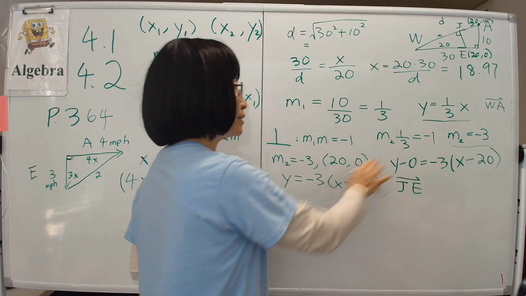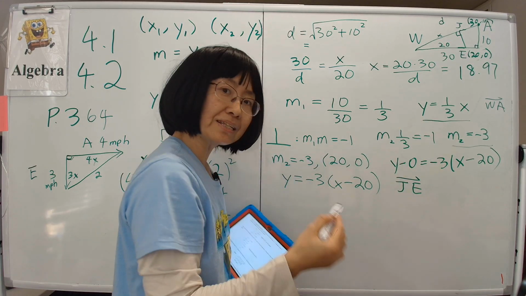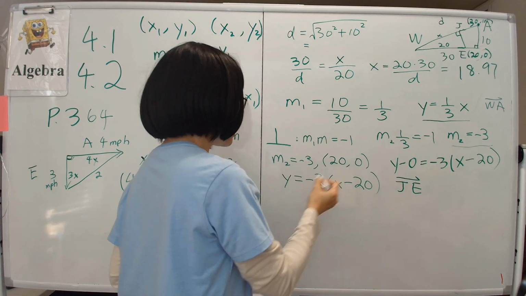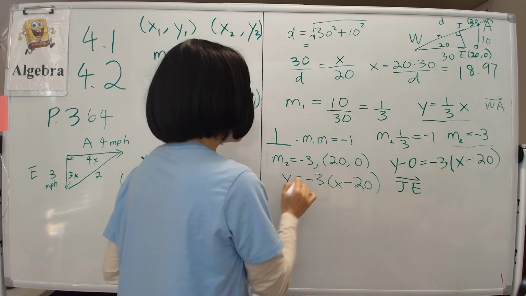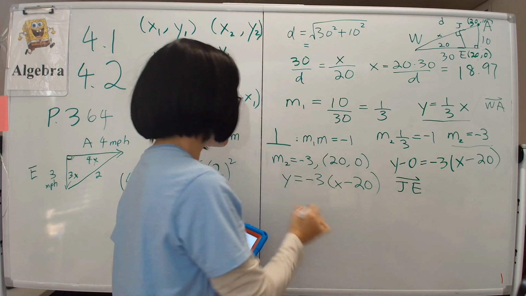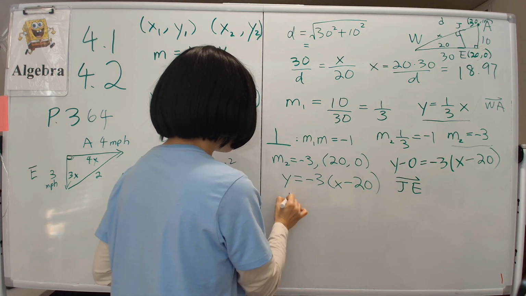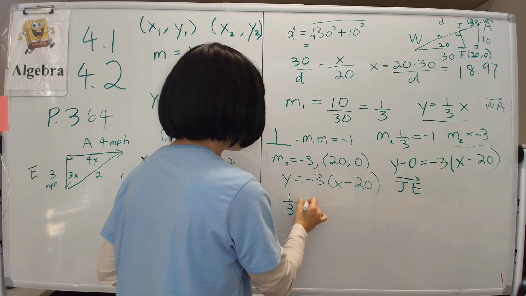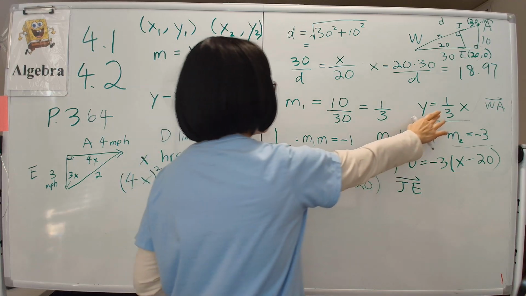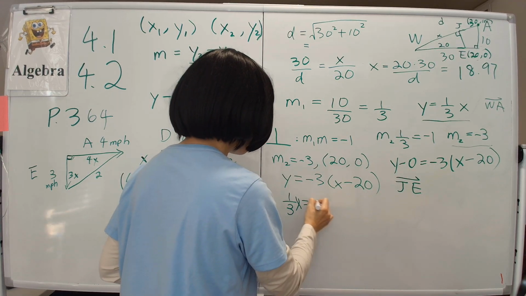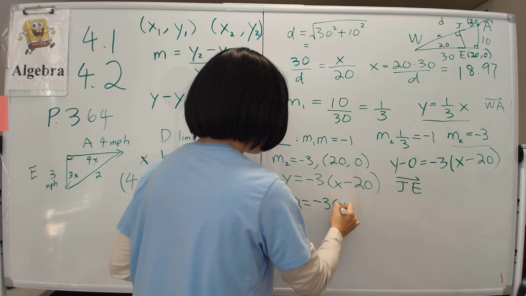We set the two y's as equal to each other. In order to find the intersection, the two y's will be set to be the same, because they're crossing at the same point, so they have the same y and x values. We have 1/3 x equal to 3x minus 20.